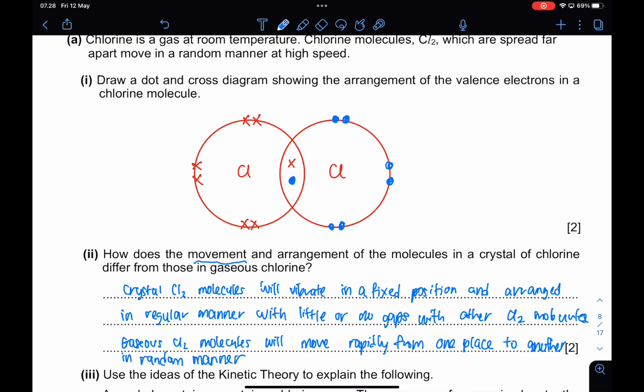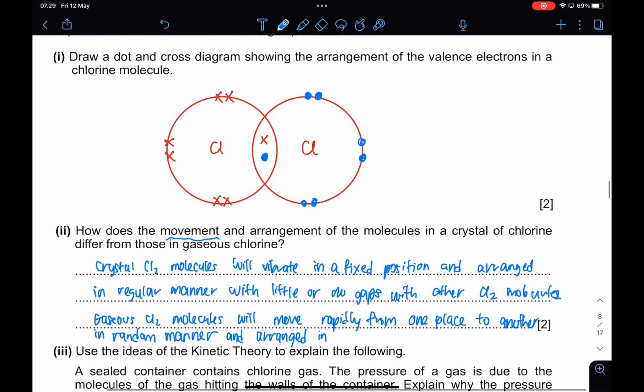Okay, remember last time I told you the movement is rapid and in a random manner. There is actually a term that we use. What movement starts with capital B? Brownian movement. Okay, Brownian movement, from one place to another in a random manner. So that's movement, arrangement.